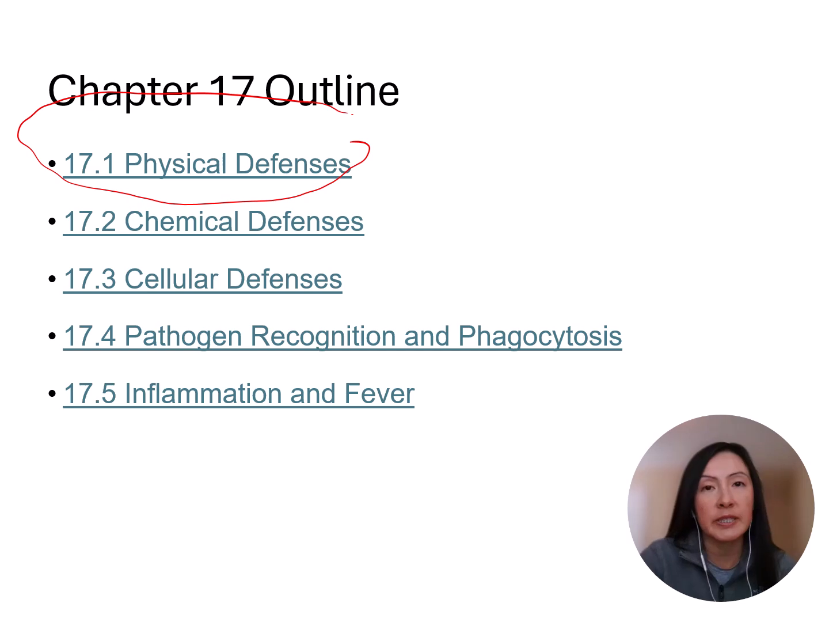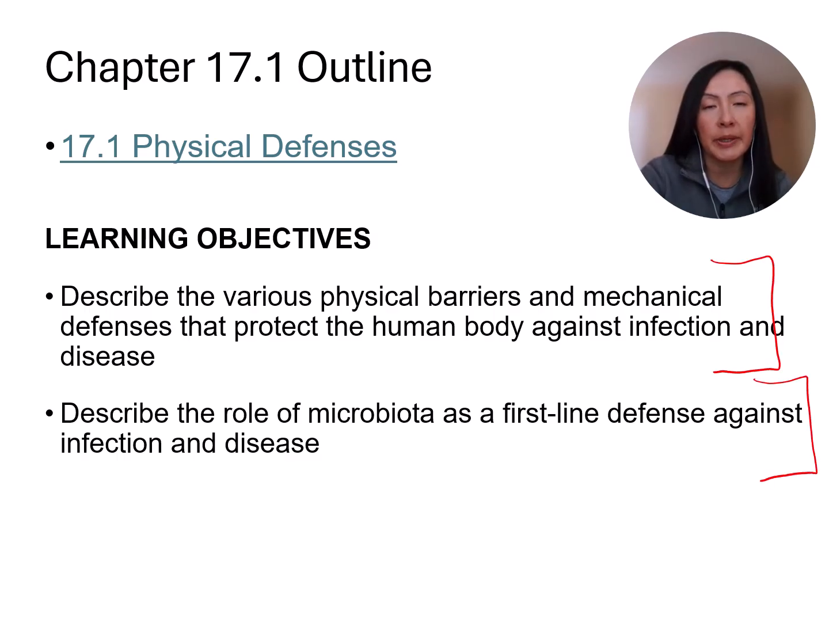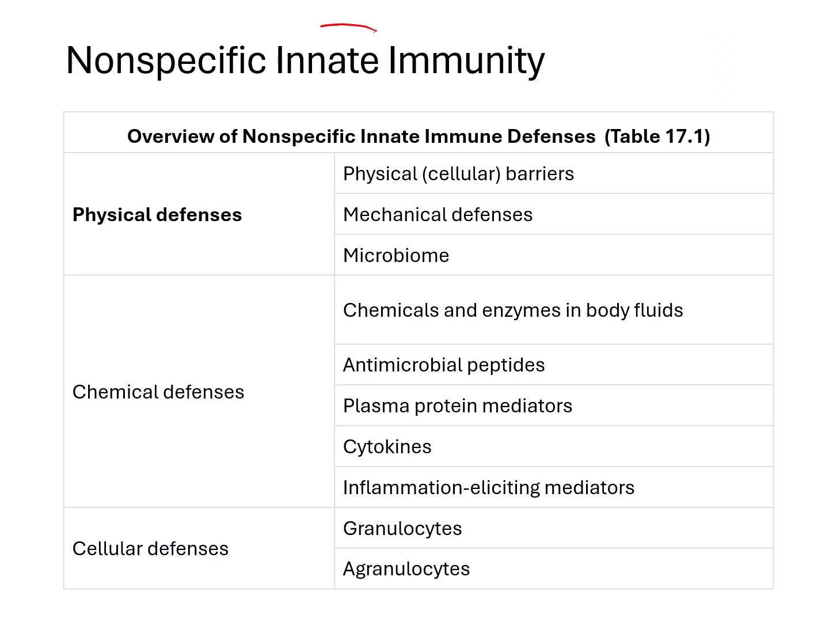layer of nonspecific protection. By the end of this lecture, you should be able to describe the physical barriers and mechanical defenses that protect the body, and explain the role of the microbiota as a first-line defense. Innate immunity is fast, it's nonspecific, and it's always turned on. And innate immunity includes physical, chemical, and cellular defenses. Physical defenses are the first tier.